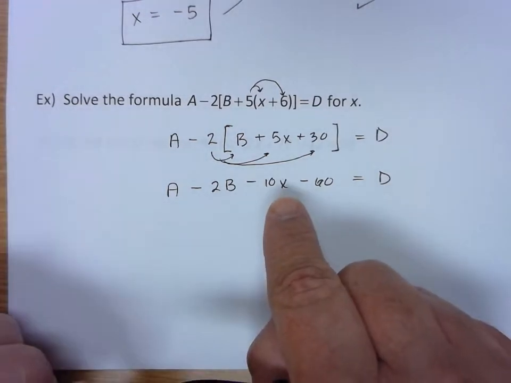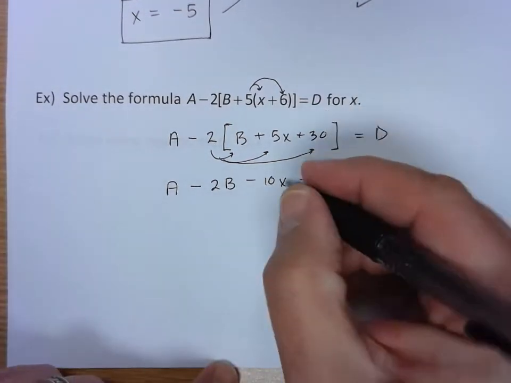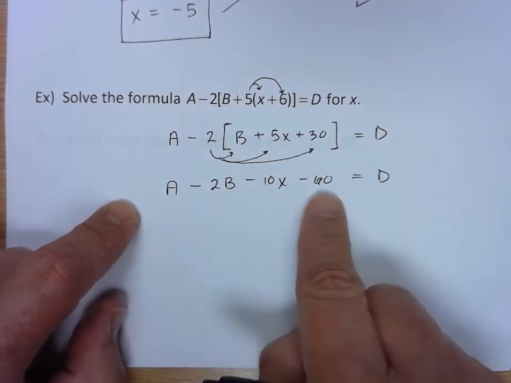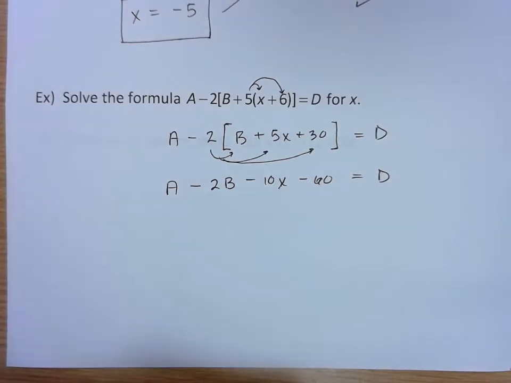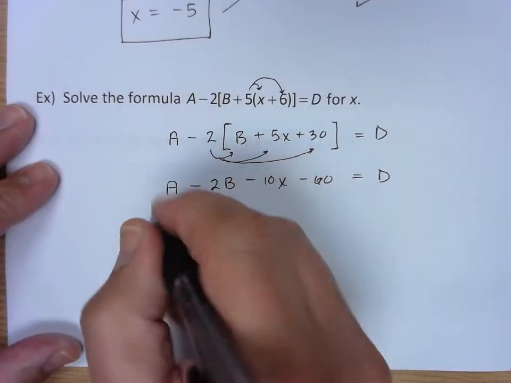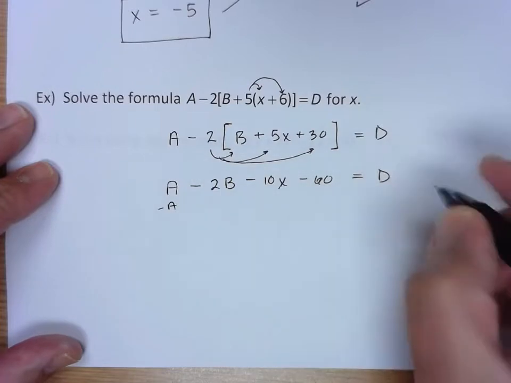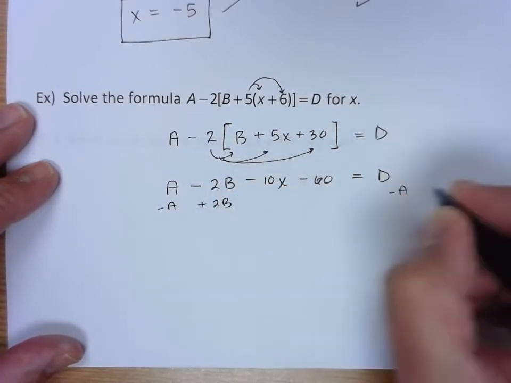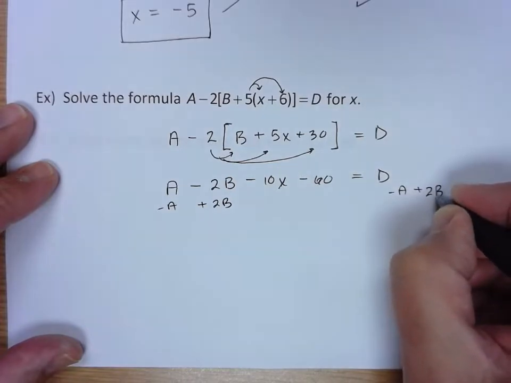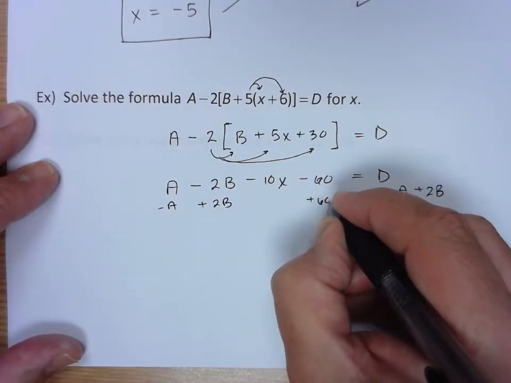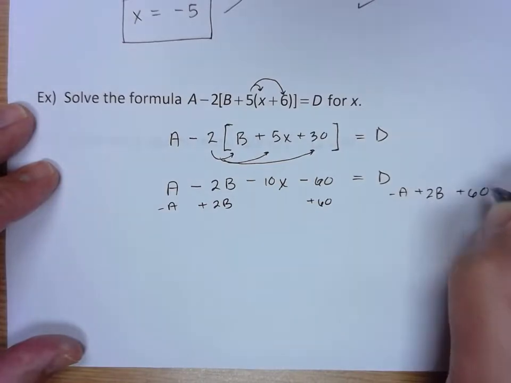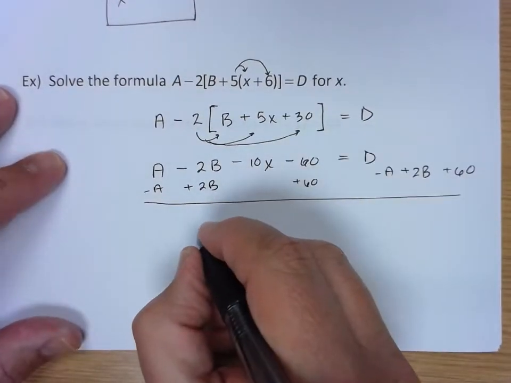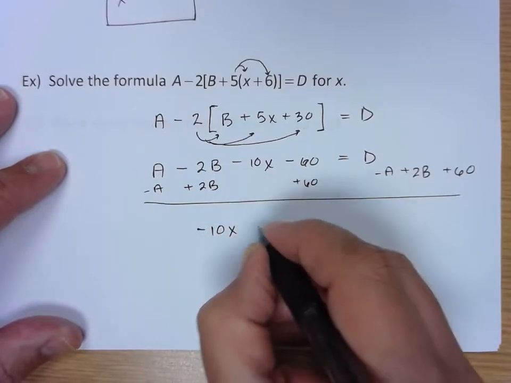So we can see that it is a linear equation involving x. X is only raised to the first power, and we can get x by itself by bringing all these other quantities over to the right-hand side. So to start that process, I will subtract a from both sides. I will add 2b to both sides, and I will also add 60 to both sides. And that step will get the x term isolated on the left by itself. You'll be left with negative 10x on the left.